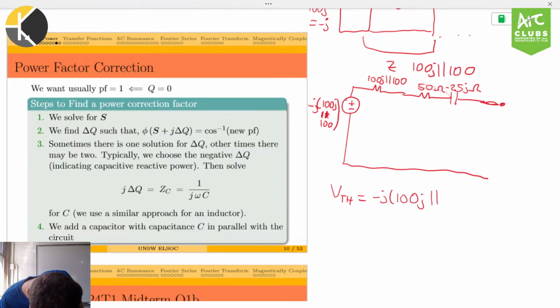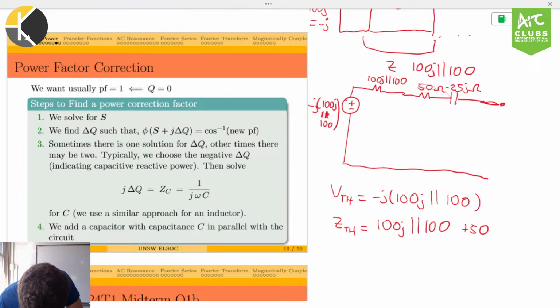Let's go. Parallel with 100. And then Z Thevenin is equal to 100J parallel with 100, plus 50 ohms, minus 25J. Okay, does that make sense to everyone? Any questions?